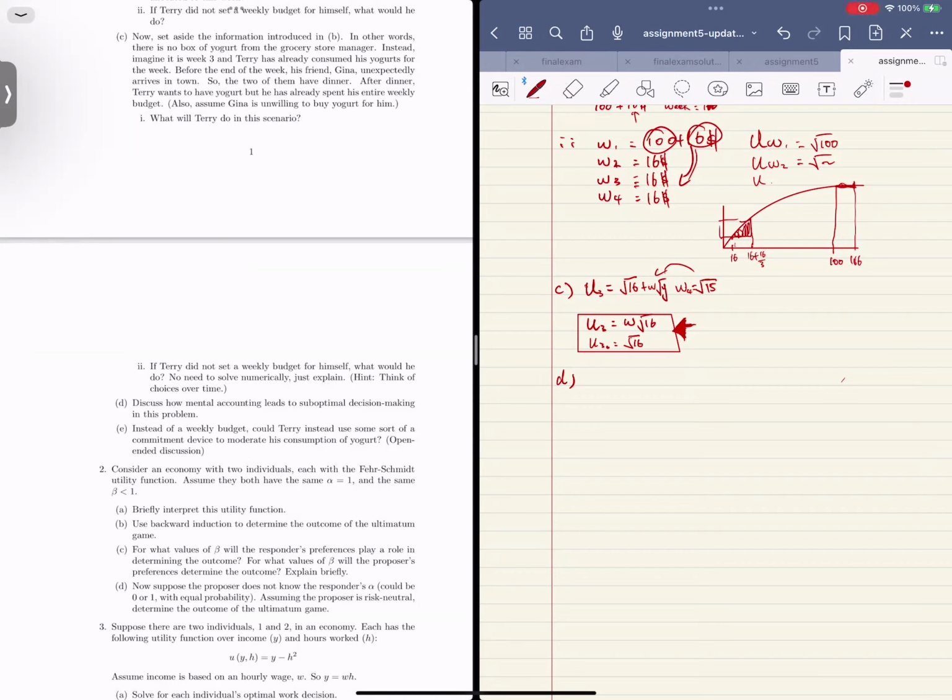I guess it's like by some, I don't know, banks. Yeah. Okay. So that's the mental accounting part.